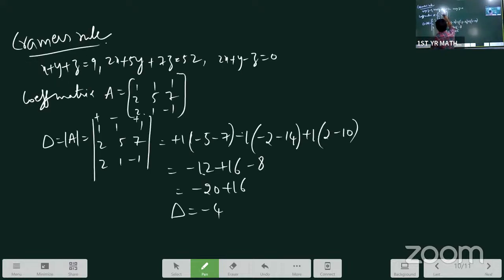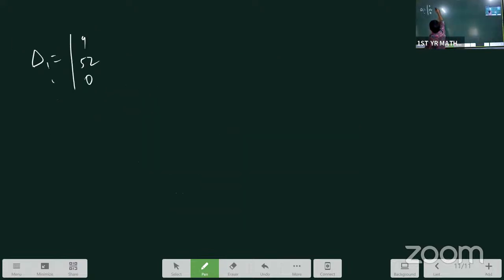So 9, 52 and 0. Next, the other columns are 1 5 1, 1 7 minus 1. Is it clear? 1 5 1, 1 7 minus 1. This is your delta 1, in which I replaced the first column with the constants. Is it clear? Now delta 1, start expanding.